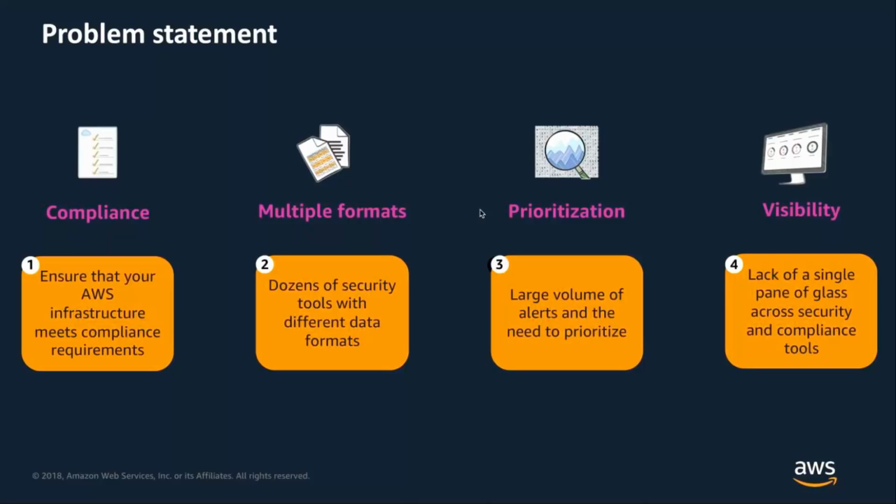Next, our AWS customers are oftentimes dealing with different types of security tools, sometimes dozens of different security tools. And each of those security tools is emitting alerts in different formats. As a result, customers have to parse and normalize this data into a common format so that they can start searching and analyzing those alerts and ultimately figuring out which alerts are most important, which brings us to the third problem statement.